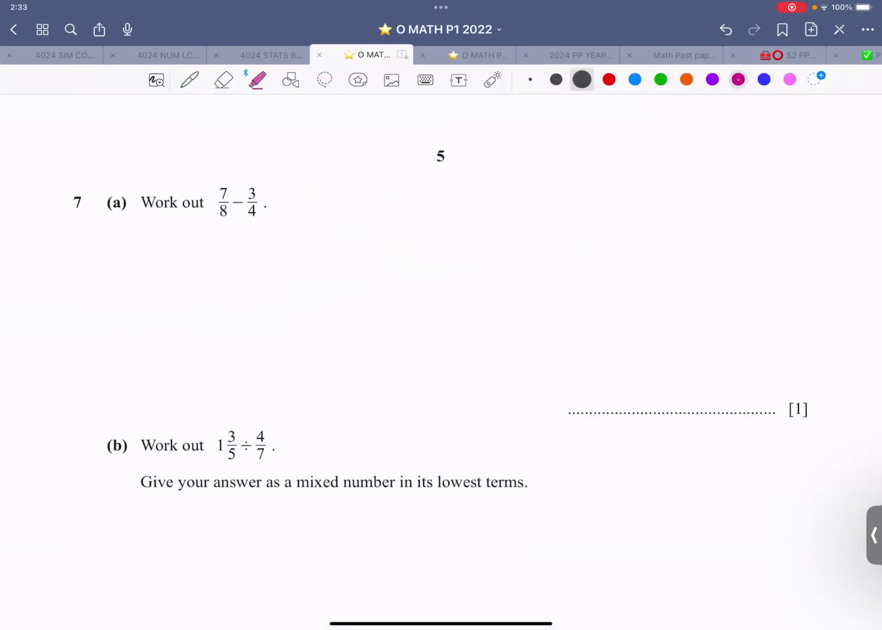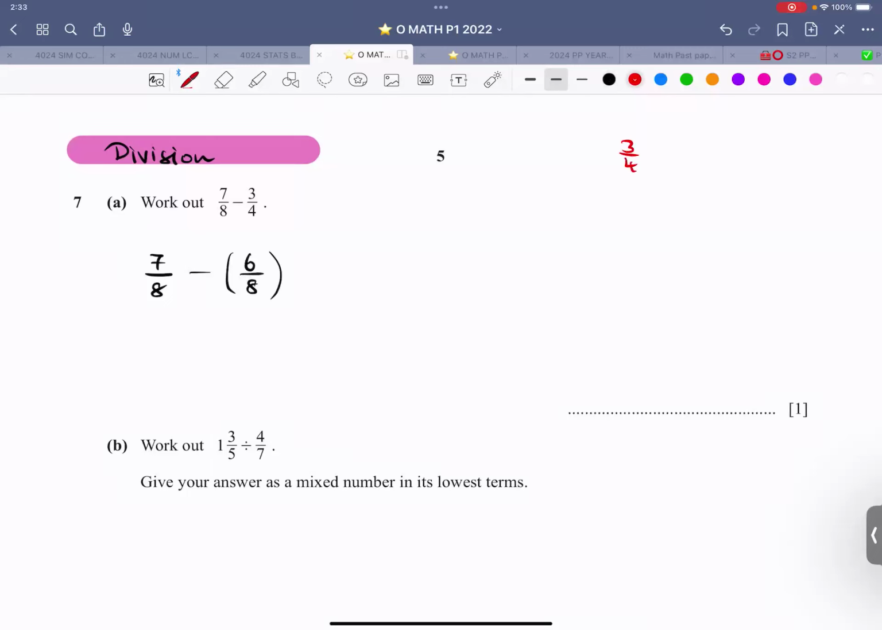Question number 7. Again, this is about fractions, division and multiplication and all these things, addition, subtraction. So 7 over 8 minus 3 over 4, I can write this thing as 7 over 8 minus 6 over 8. Why? Because I took this 3/4, I multiplied by 2, divided by 2, that is 6 over 8, equivalent fractions. Since the base is the same, the denominator is the same, I can simply subtract the numerators, that is 1 over 8. I can even do the LCM method.